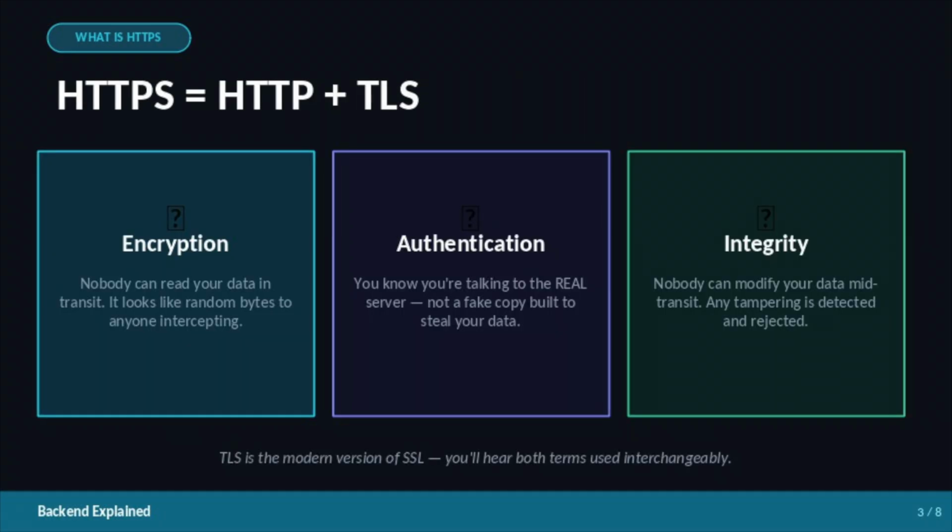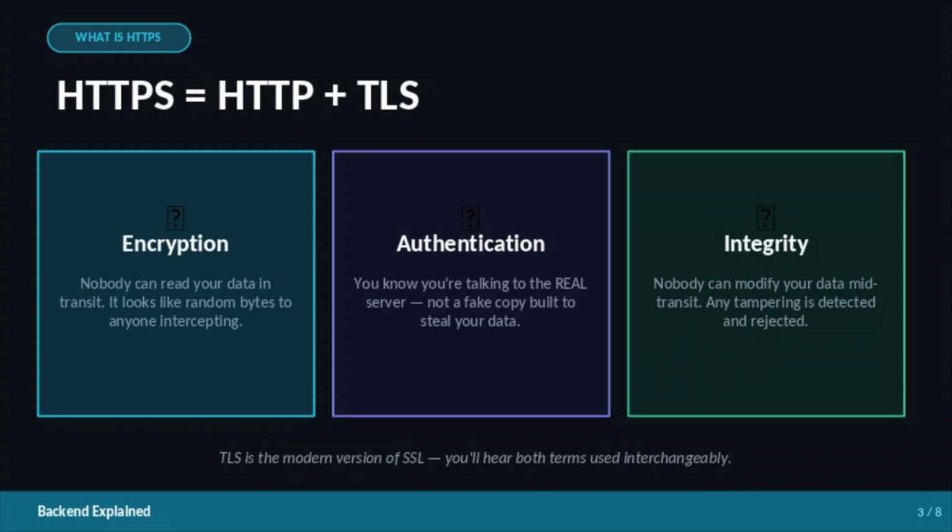So, what is HTTPS exactly? HTTPS stands for Hypertext Transfer Protocol Secure. It is simply HTTP with an extra security layer on top called TLS, which stands for Transport Layer Security. You might also hear the older term SSL, Secure Sockets Layer. SSL was the original protocol. TLS is the modern, more secure version. But people still use SSL and TLS interchangeably in conversations.